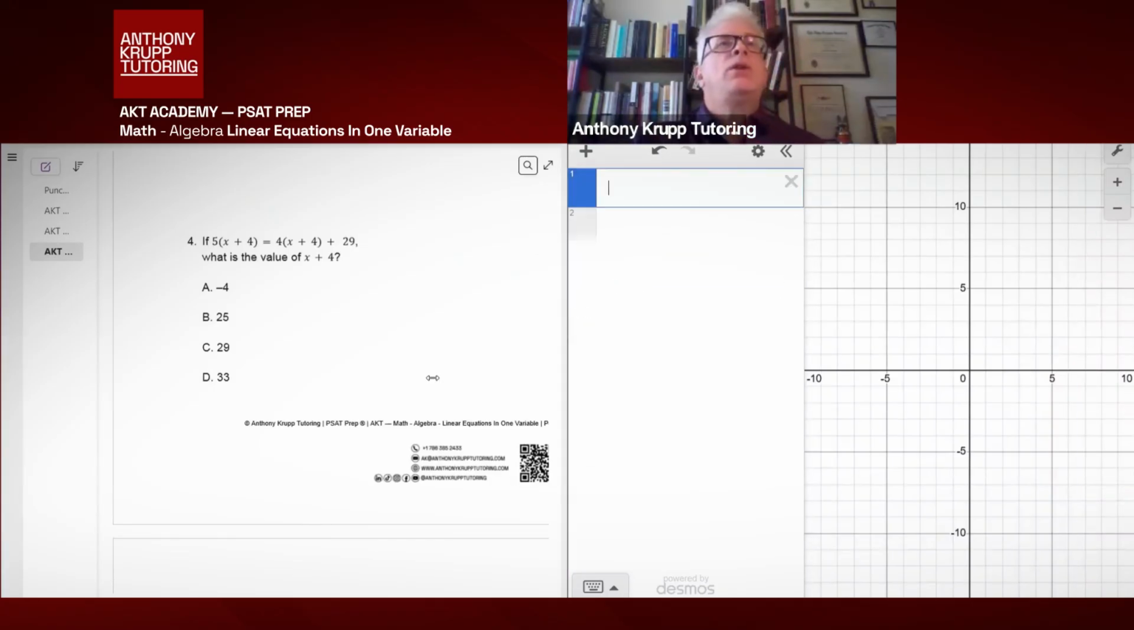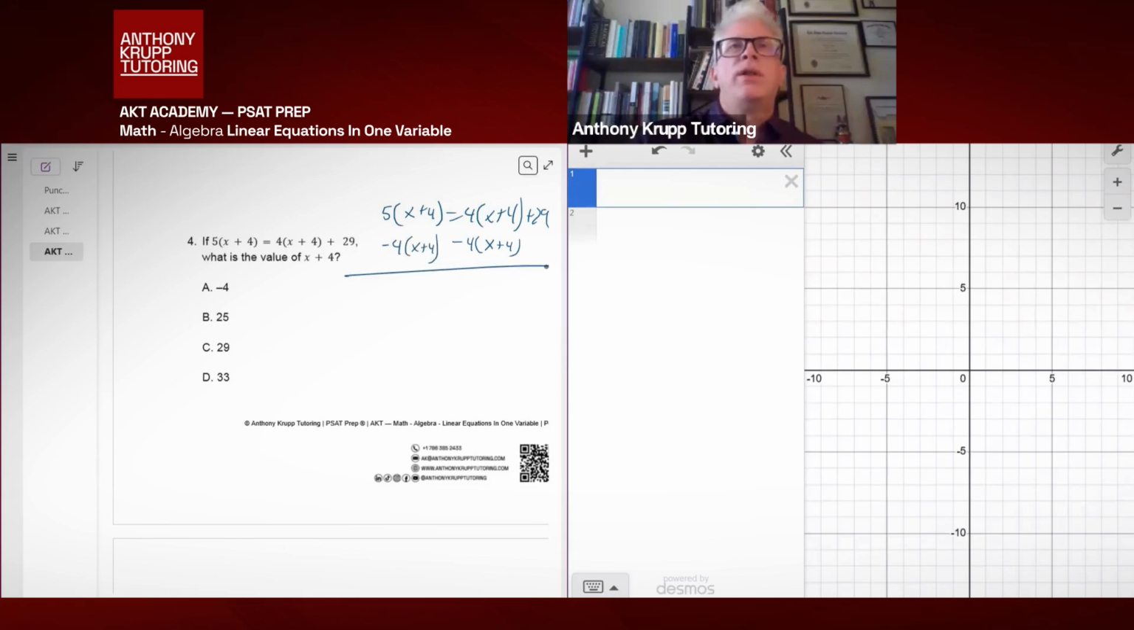Again, notice the x plus 4. So they're saying that 5, here we go, x plus 4 equals 4, x plus 4 plus 29. If you see it, well, there's a couple ways to see it. What if we subtract 4x plus 4 from both sides? Well, then we get just 1 times x plus 4, right? And then these two cancel out, and then we get 29, right?